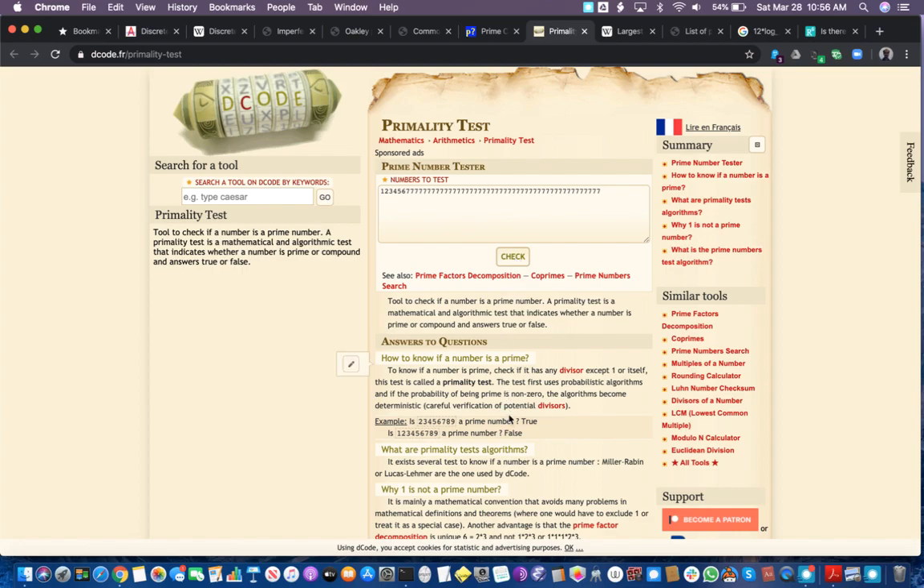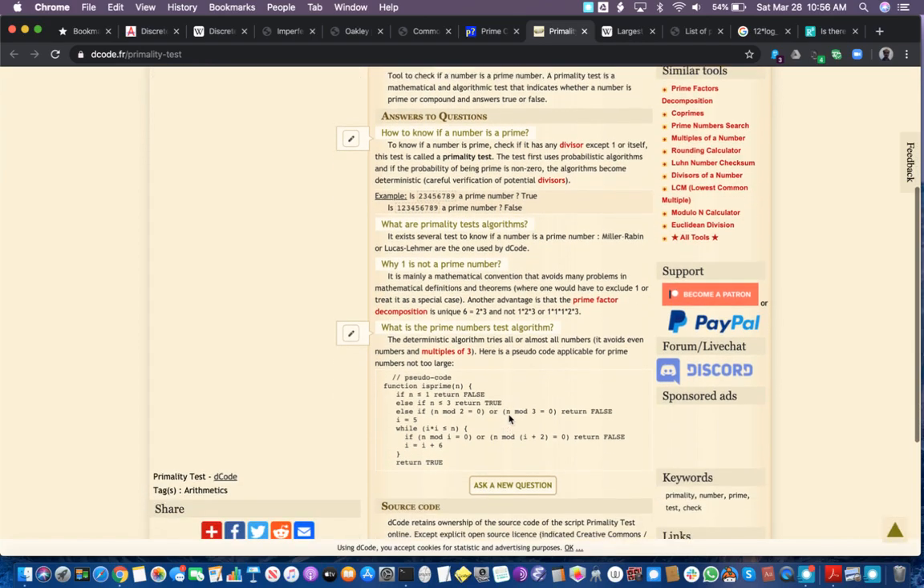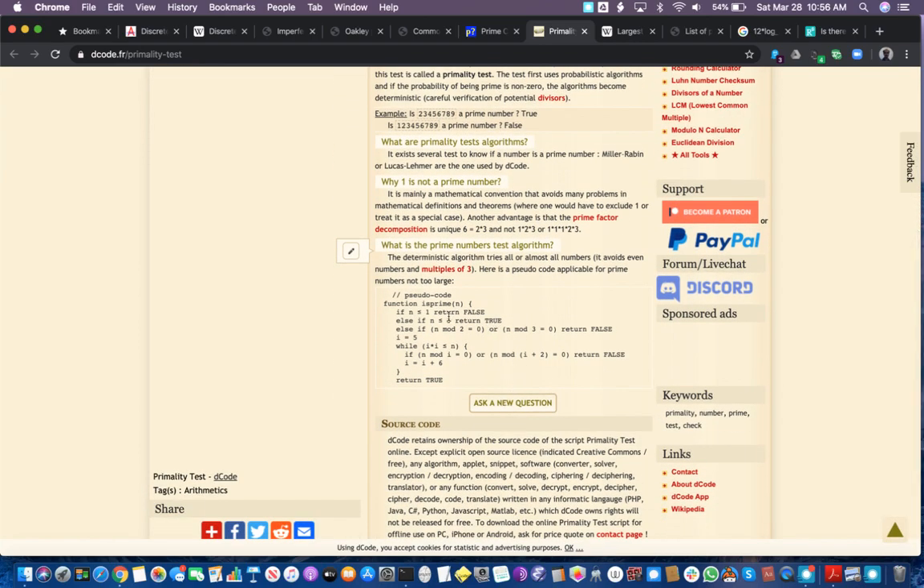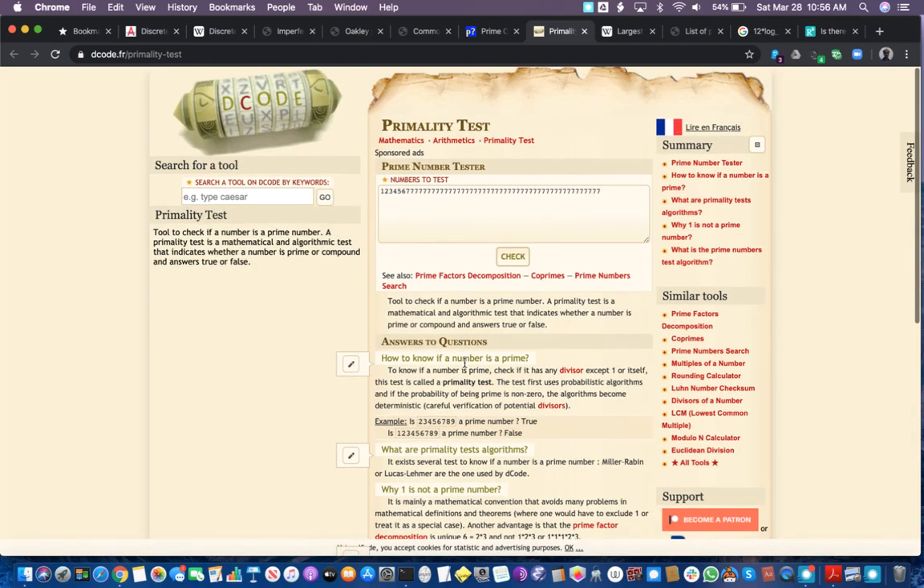Maybe it'll tell us something about what kind of test it's using. And we see the code for the test here. What does it do? It checks whether a few obvious things hold. Is it even or divisible by 3? And otherwise it actually just tests divisibility, kind of like our naive algorithm. So these online things are not implementing the fast algorithms.